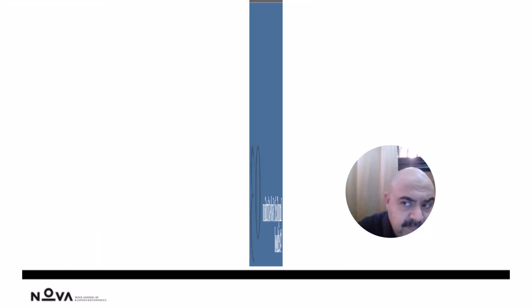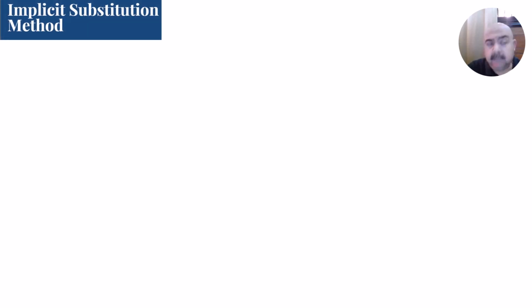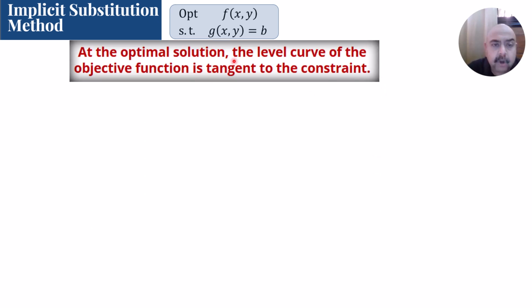Now we will go to the implicit function method, which is also a very simple way to analyze this case. In the implicit substitution method, it's really very easy to do. All I have to do is to get the implicit derivative of my objective function and the implicit derivative of the condition, which is g, and at the optimality point, both of them will equal each other. We depend on this fact.